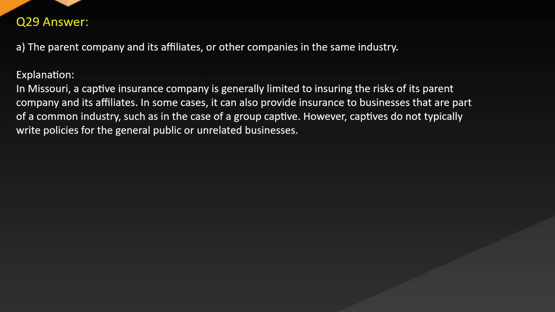Answer A. The parent company and its affiliates or other companies in the same industry. Explanation. In Missouri, a captive insurance company is generally limited to insuring the risks of its parent company and its affiliates. In some cases, it can also provide insurance to businesses that are part of a common industry, such as in the case of a group captive. However, captives do not typically write policies for the general public or unrelated businesses.